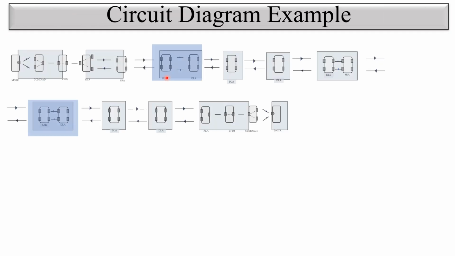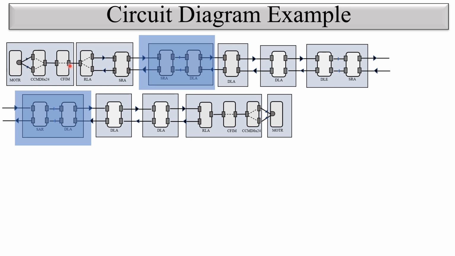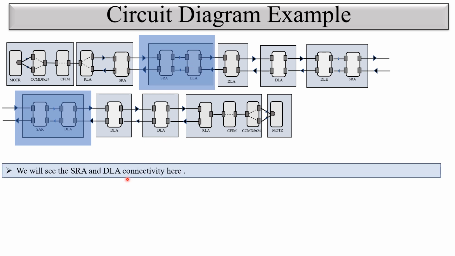Circuit diagram example. So I have taken this DWDM signal flow as a circuit reference. You can see here this is a complete DWDM signal flow in which there is a mux card, say CMD card, CFM card, RLA, SRA, and this is the one location. This is another location, and we will focus on this part, SRA and DLA. So we will see how this SRA and DLA are connected, and which ports of SRA and DLA are used to connect to each other. We will show here the SRA and DLA connectivity.